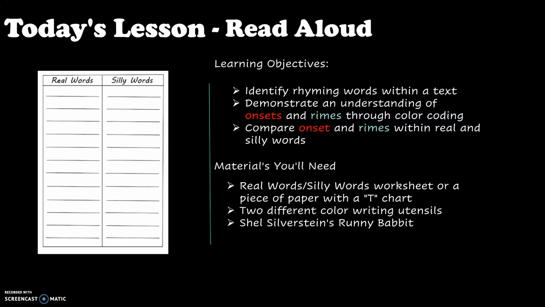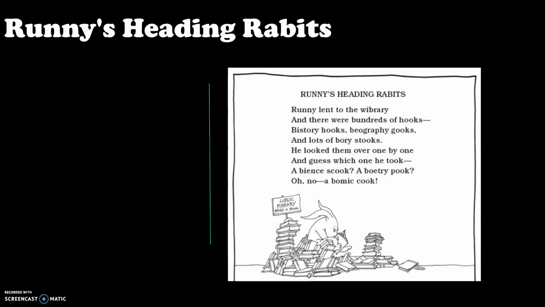Now the first read aloud we're going to do is of Runny's Heading Rabbits. Now I'm going to read the poem to you, and then we'll talk about the rhyming pattern we see, and we'll talk about the different onsets and rhymes within those rhyming patterns.